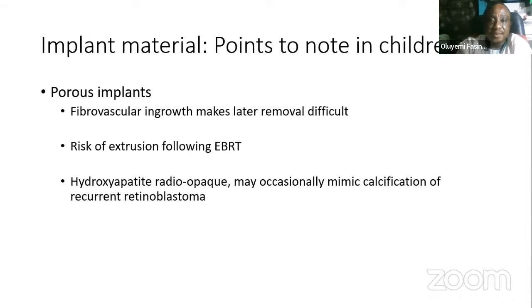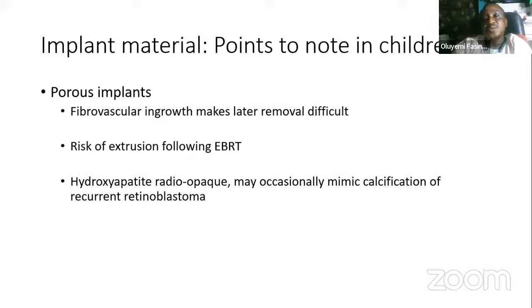Points to note about in children. The use of porous implants in children is quite remarkable because it causes fibrovascular ingrowth. One way to look at it is that if there is need to do an implant replacement, it's going to be more difficult if a porous implant is used in children. A child who has retinoblastoma may also need to undergo external beam radiation therapy. If a porous implant is used with its fibrovascular ingrowth, the chance of extrusion is much higher after external beam radiation. The hydroxyapatite, for example, is radio-opaque.